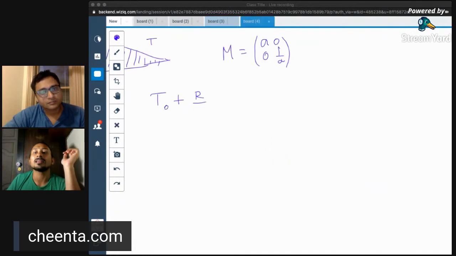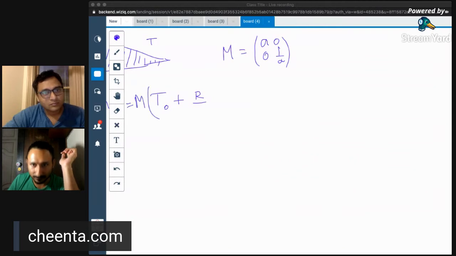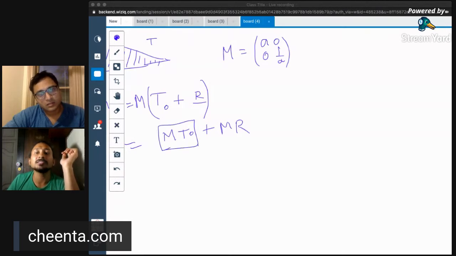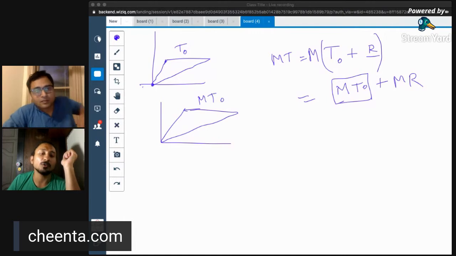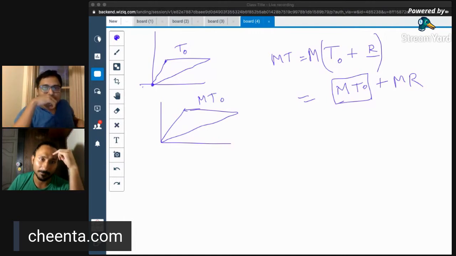Then m of T is equal to m of this, equal to m T naught plus m R. Now, as origin gets mapped to origin, m T naught is also something like this. So it also has one vertex at the origin, and this is just a translation.